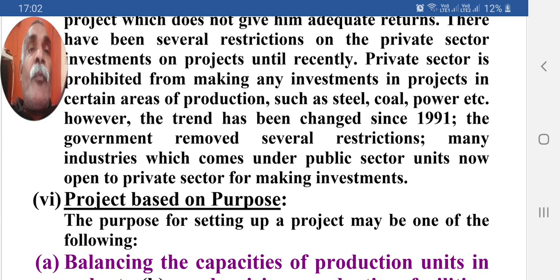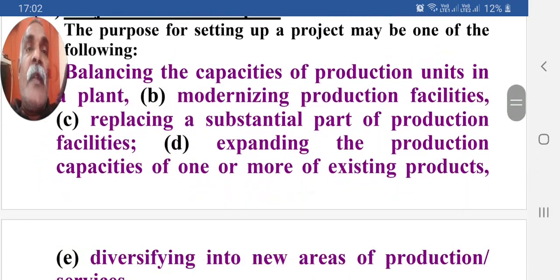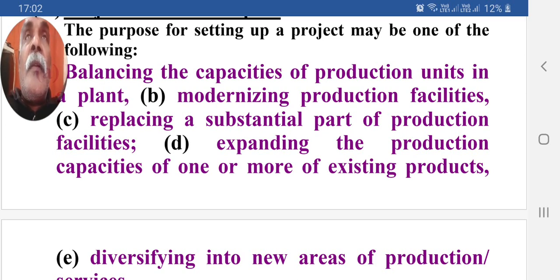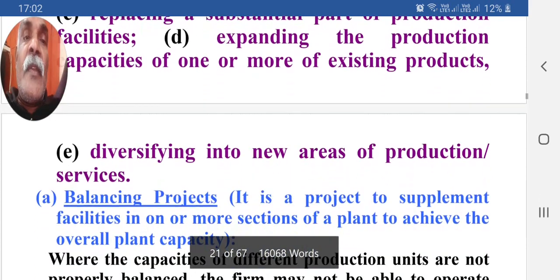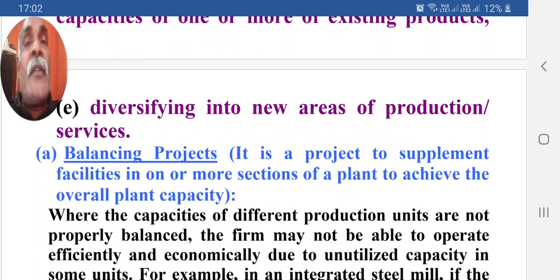Now, projects based on purpose. As per the purpose, we may classify the projects. Purpose number 1 is balancing the capacities of production units in the plant. Number 2, modernizing production facilities. Number 3, replacing a substantial part of production facilities. Next, expanding the production capacity of one or more existing products. And next, diversifying into new areas of production or services.